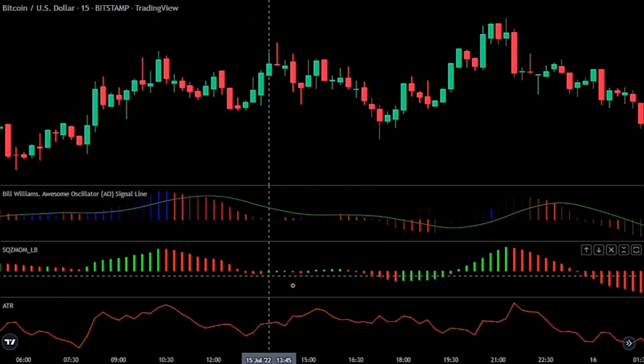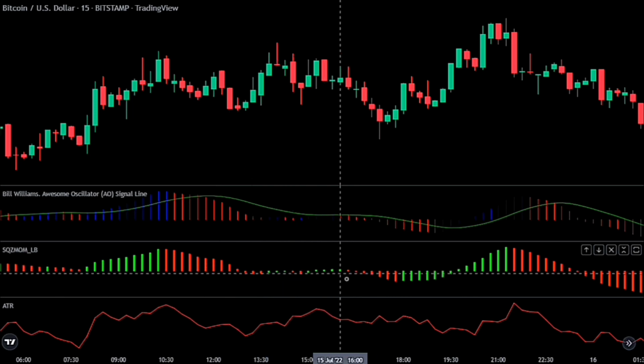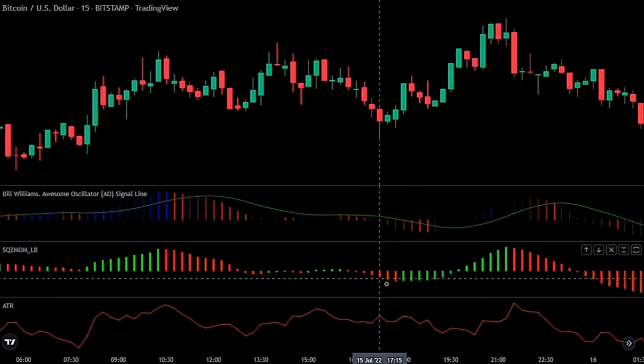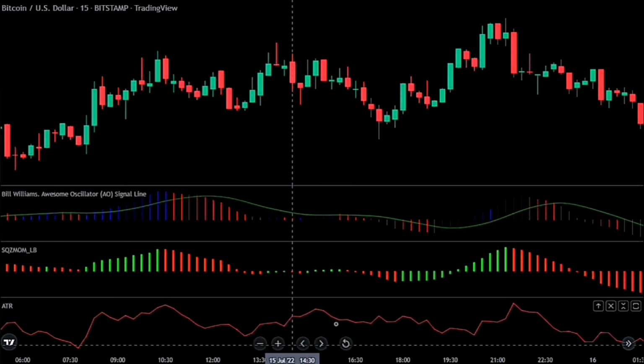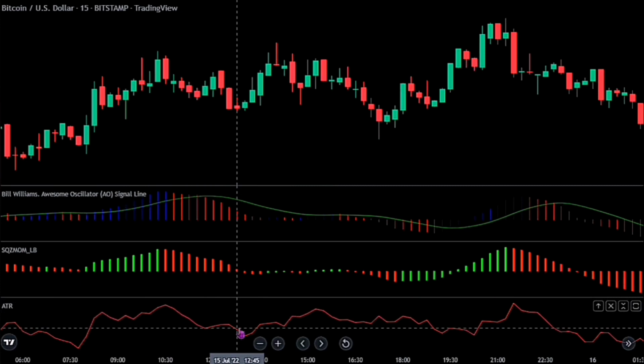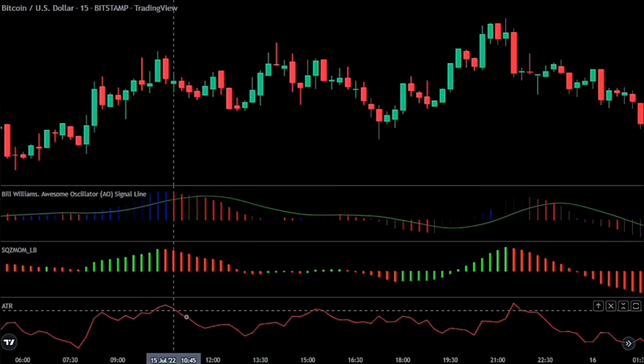Now, for our confirmation indicator, we're going to be using the squeeze momentum indicator. This indicator shows the periods when volatility increases or decreases. In other words, when the market goes from a trend into flat movements and vice versa. This indicator will help us filter false signals from our main indicator.